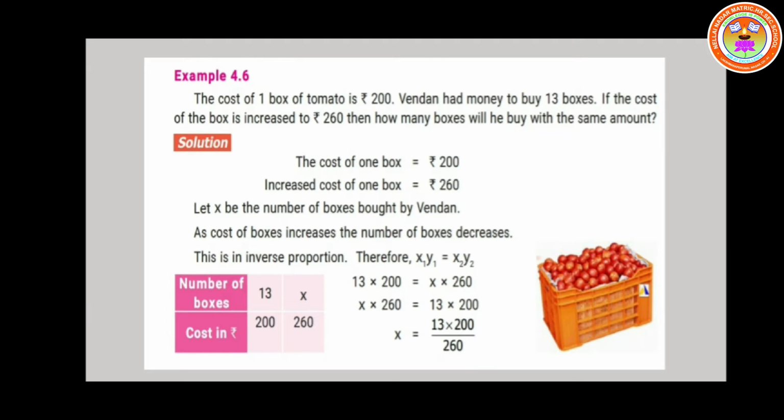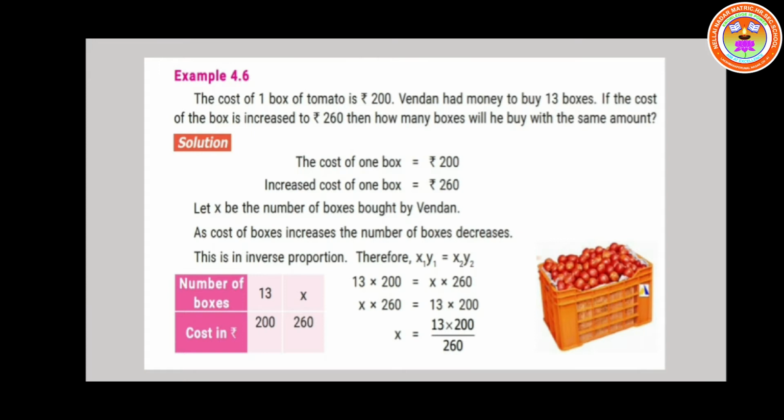Example 4.6. The cost of one box of tomato is rupees 200. Vendan had money to buy 13 boxes. If the cost of the boxes increased to rupees 260, then how many boxes will he buy with the same amount? Okay. I think you understood the question, children. The cost of one tomato box is rupees 200. He had money to buy 13 boxes.